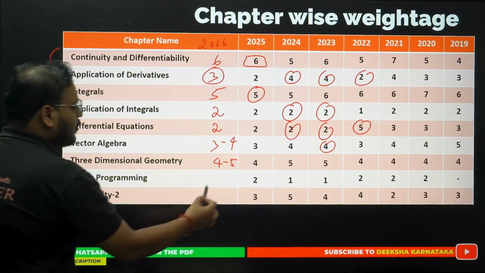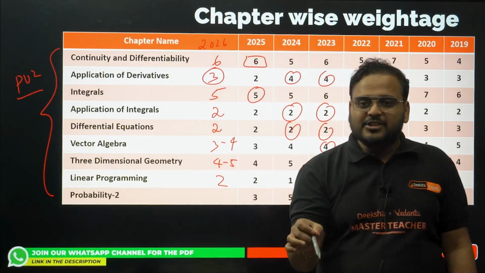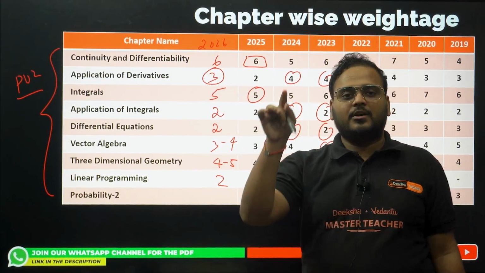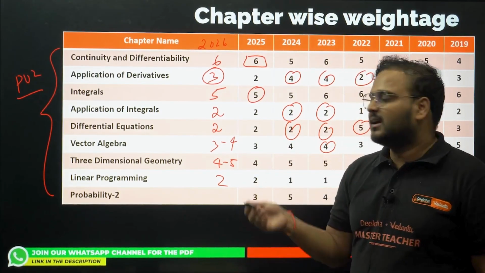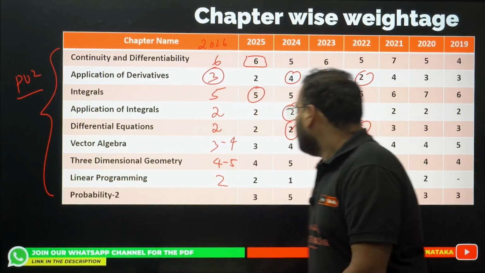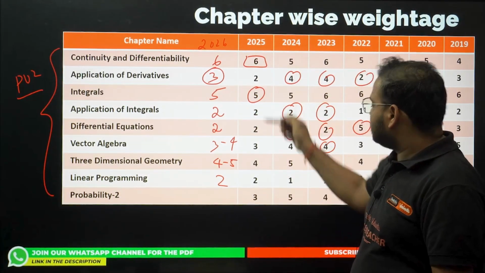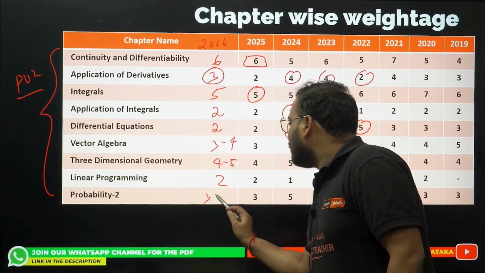Linear programming, 2 questions can be expected. One based on a simple definition, one based upon solving using the graphical method and getting the result. They'll ask you to maximize or minimize at which point, like that. So that can be asked in the linear programming chapter. And probability, part 2, a total of 3 questions was asked in the previous year. You can see the trend is 5 4 2 3 3, like this. So 3 to 4 can also be asked over here.